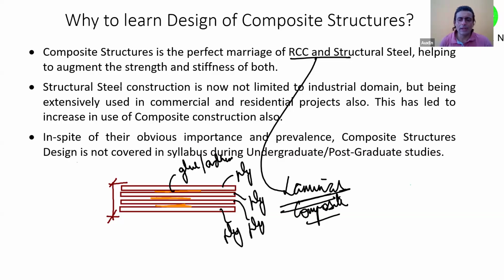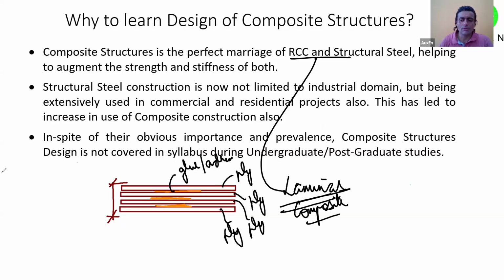Similarly, you may get laminar composites out of carbon fibers, or out of different materials. In fact, when you see your aeroplane bodies, or if you see FRP structures, many of them are laminar composites. So here we are not talking about laminar composites.